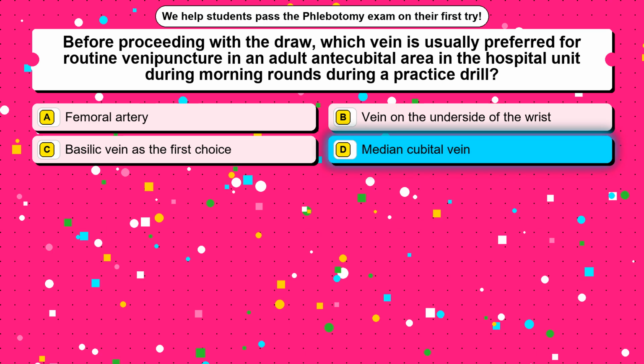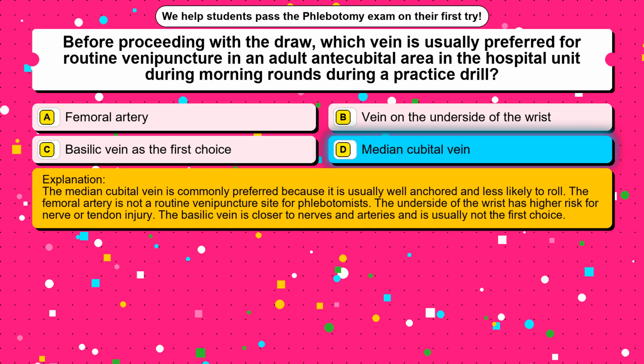The correct answer is option D. Median cubital vein. The median cubital vein is commonly preferred because it is usually well anchored and less likely to roll. The femoral artery is not a routine venipuncture site for phlebotomists. The underside of the wrist has higher risk for nerve or tendon injury. The basilic vein is closer to nerves and arteries and is usually not the first choice.